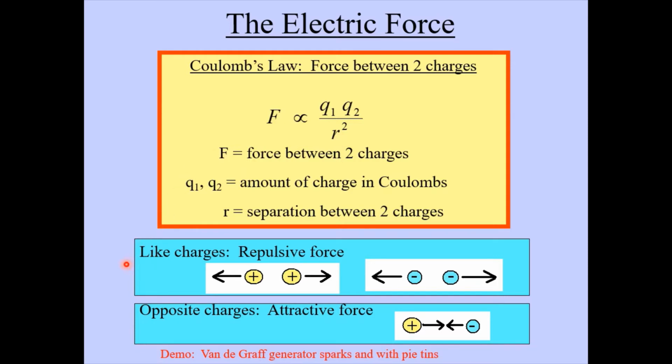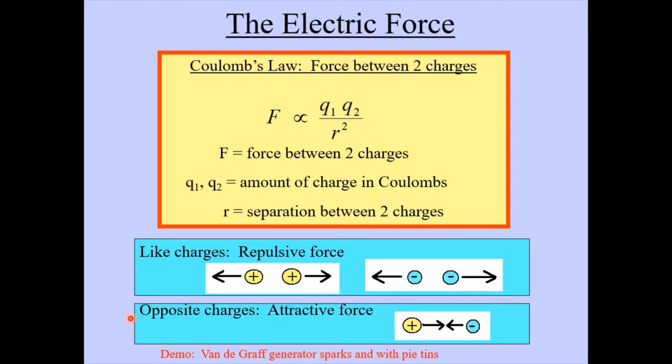The main thing here is that the force can either be repulsive or it can be attractive. So for like charges, meaning two of the same type of charges, the Coulomb force, or electric force, is repulsive. All right, so this means that two positive charges, if they're placed next to each other, will be repelled by each other and push away from each other. The same thing happens if we have two negative charges. They will also be repelled from each other.